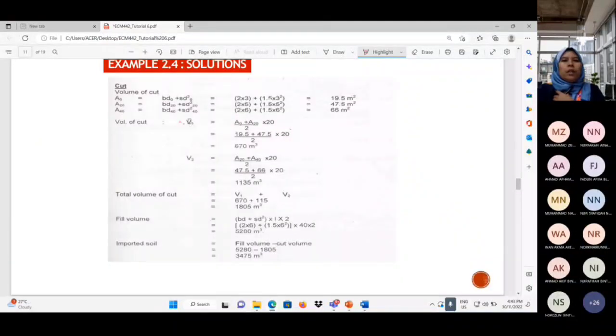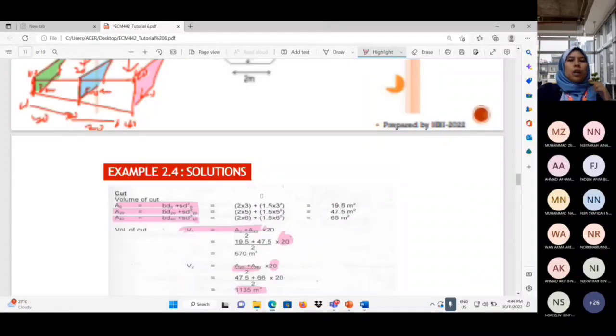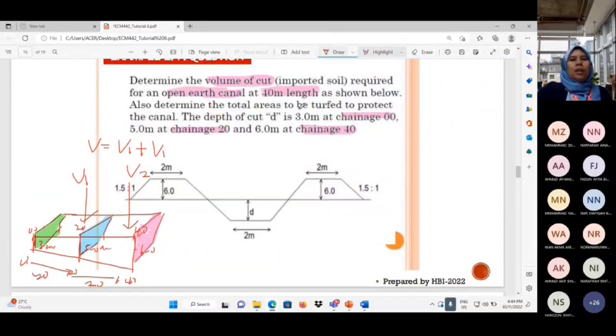So that one is represent here. Dia cari average area tu. Untuk you dapatkan average area, lepas tu you tambah, you darab dengan length, you dapat volume. So total volume you akan dapat 180 ni. So bila you dah dapat tanah yang kita korek ni sebanyak 1,805 cubic meter.